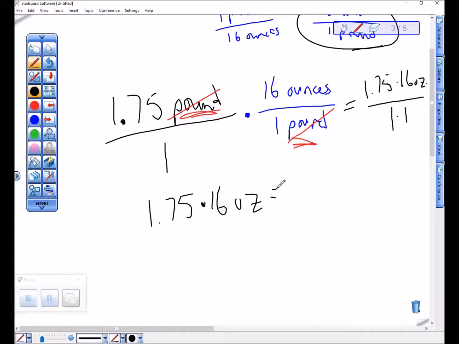1.75 times 16 is 16 plus 3/4 of 16. 3/4 of 16 is 3 times 4, so 12. So 16 plus 12 is 28 ounces. Okay, so 1.75 pounds is 28 ounces.